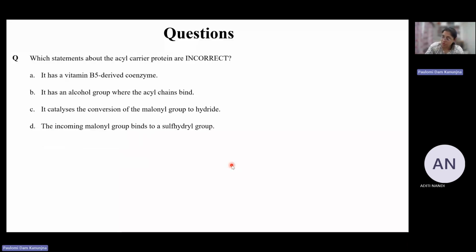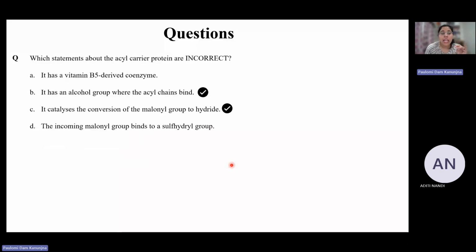This one's easy, so yeah, we'll do it quickly. B and C says incorrect. Absolutely correct. Fantastic. The first one says it has a vitamin B5 derived coenzyme, and that prosthetic group is called 4'-phosphopantetheine, and this comes from the pantothenic acid, which is B5.